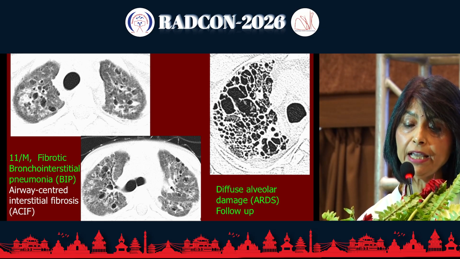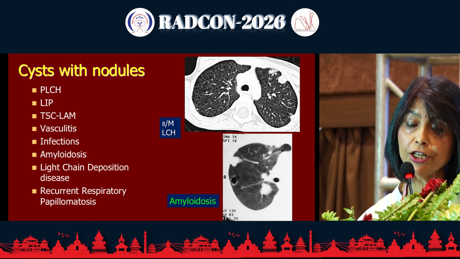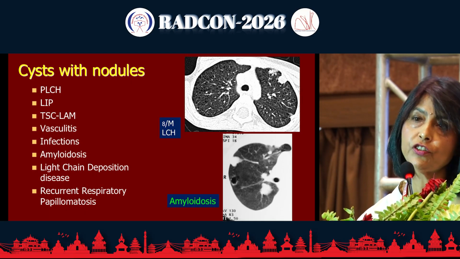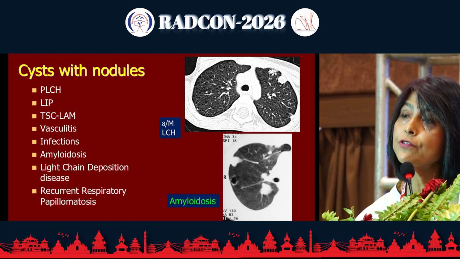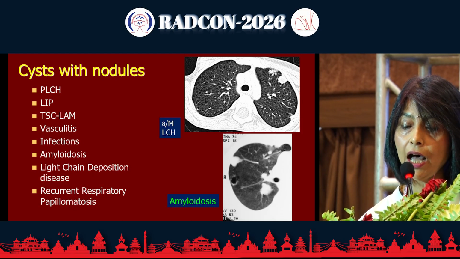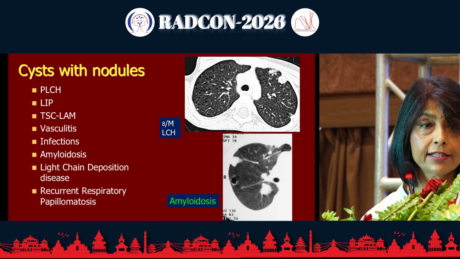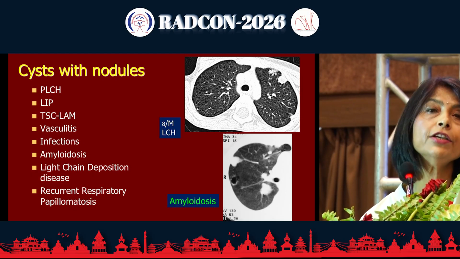Fibrotic NSIP, this is an NSIP in a child, but still has a lot of cysts. So two combinations we saw, ground glass plus cyst. This is fibrosis plus cyst. And lastly, nodule plus cyst. Nodule plus cyst we already saw.